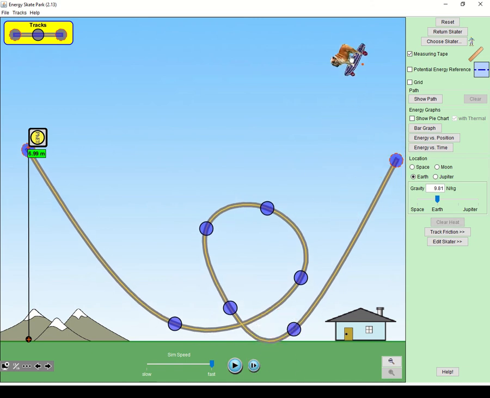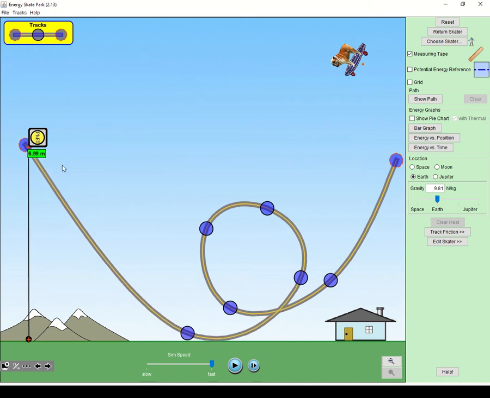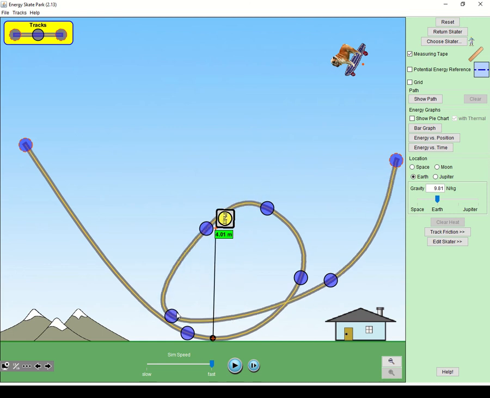Let's pause it. Okay. So we're starting from a height of 7 meters. And how fast will he be going at the top of a 2-meter radius loop? So if it's a 2-meter radius loop, the diameter is 4 meters. So I'm just going to measure out 4 meters here.